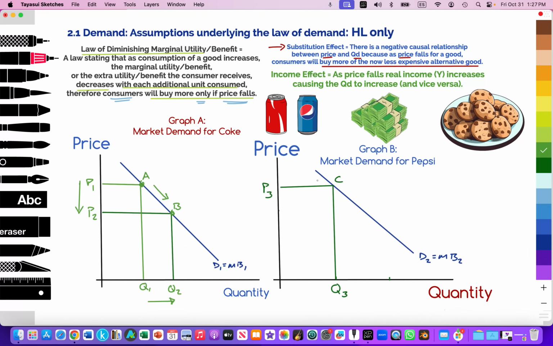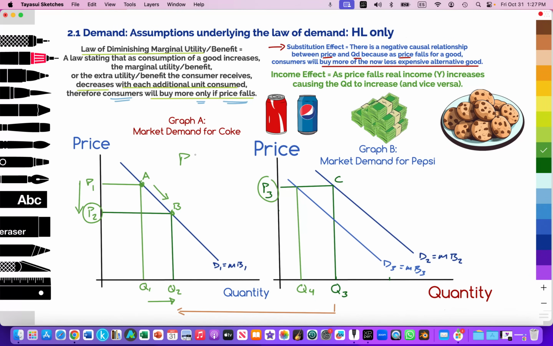Coke is the cheaper alternative. Pepsi's maintained this higher price of P3. So people who are consuming Pepsi are now going to gravitate towards Coke. They're going to leave this market and move towards the cheaper alternative of Coke. And thus, Pepsi's overall demand curve is going to decrease from D2 to D3. Again, equal to marginal benefit 3. And they're going to have an overall reduction in the quantity of their consumption of Pepsi from Q3 to Q4, even though they're maintaining the price of P3, because P3 is more expensive than the price of P2.